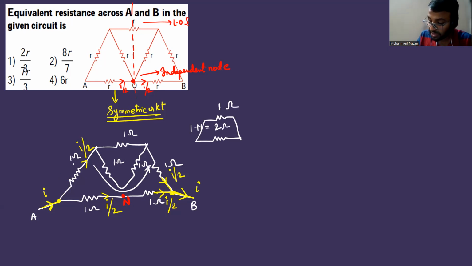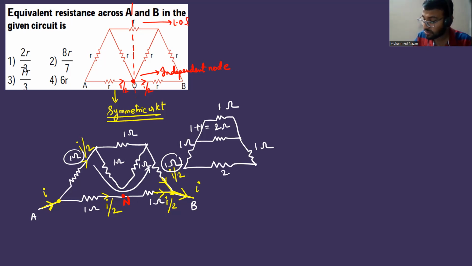And this 1 here and this 1 over here are then connected in series with that combination. So that is going to be 2 ohms. This is my B and this is my A.